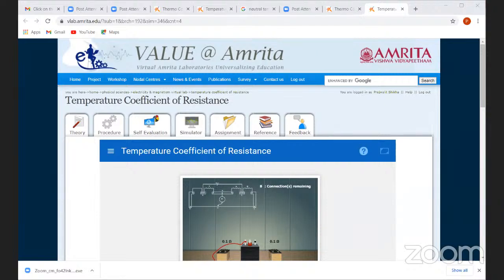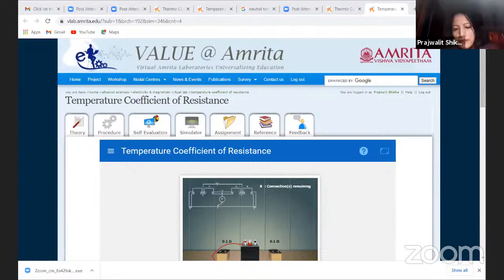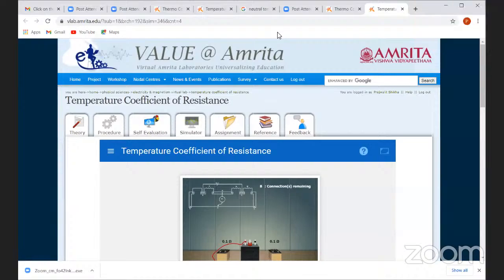It's not shared as yet, Prajwalit. I still see temperature coefficient of resistance. Yes, ma'am. I'm just going to stop sharing.